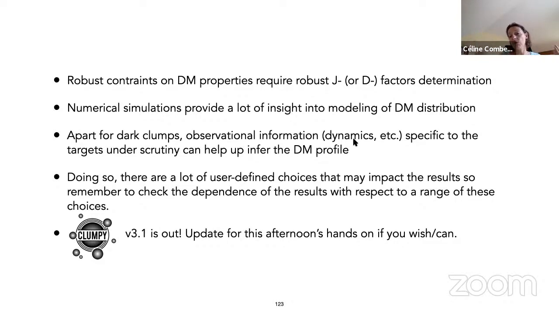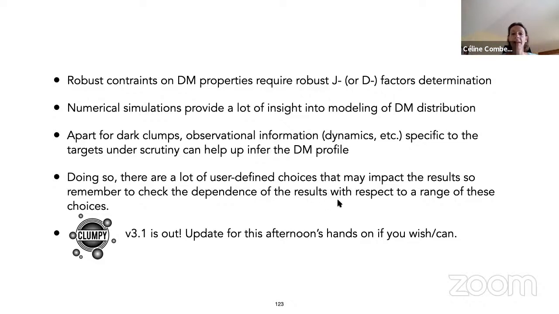Sometimes even from people who are not particularly interested in dark matter indirect detection, there is information that helps us constrain the dark matter profile. But in doing so, we are making a lot of choices that might impact the result. So it's important to remember to check the dependence of your result on the reasonable range for all the ingredients you put in it.